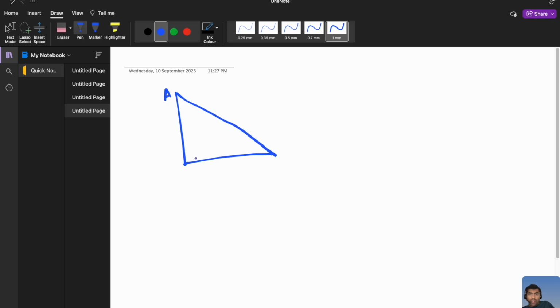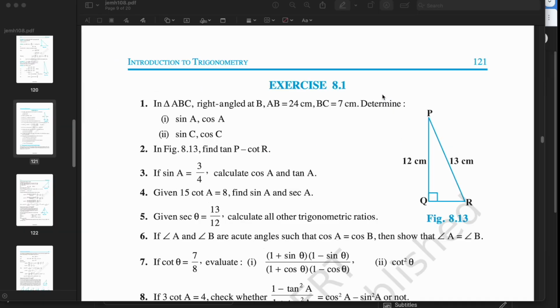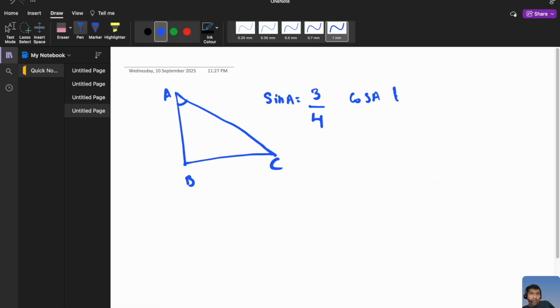Let's take triangle ABC. He has given sine A is equal to 3 by 4. We need to find out cos A and tan A. Sine A is nothing but the opposite side to the angle A, that is BC, by hypotenuse. This is the right angle, so the hypotenuse is AC.